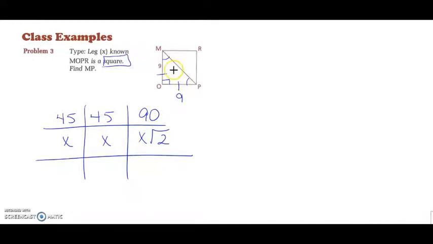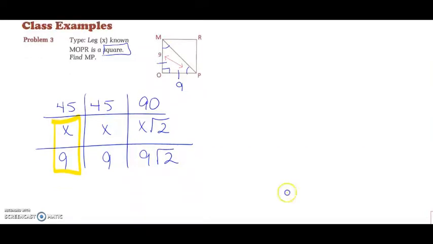that they give us is across from 45 degrees, so I can put the 9 in there, which makes that 9, and that's 9 root 2. I did briefly fail to mention that that's our equation.